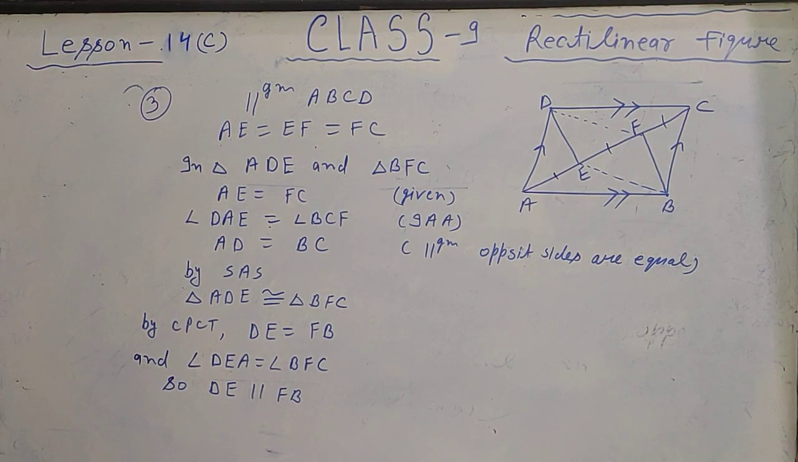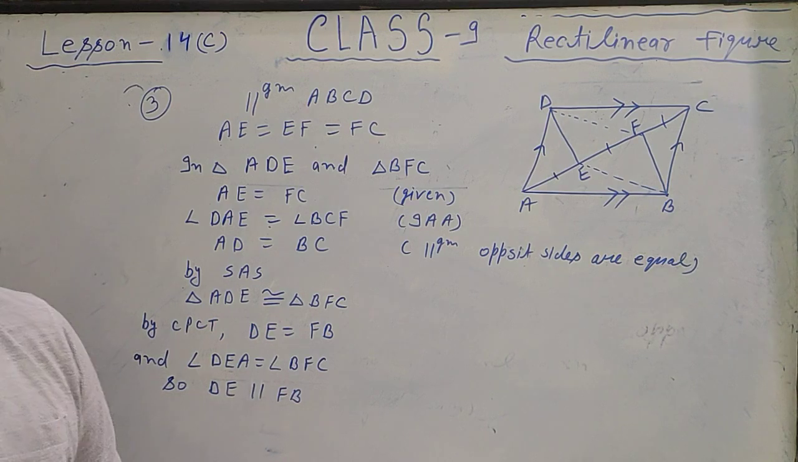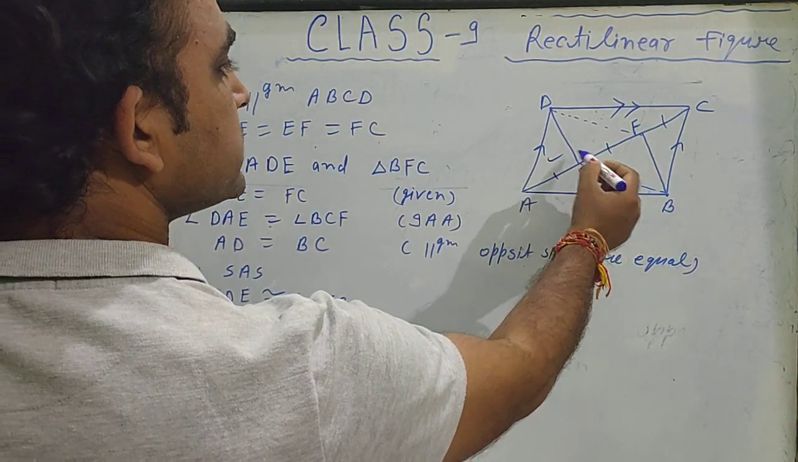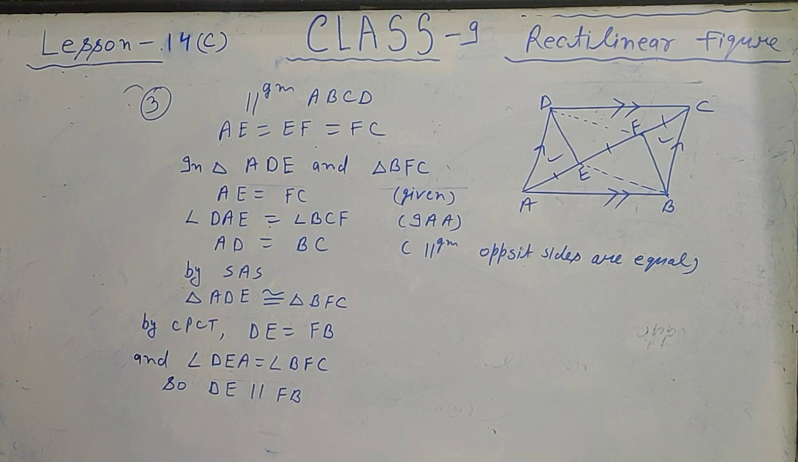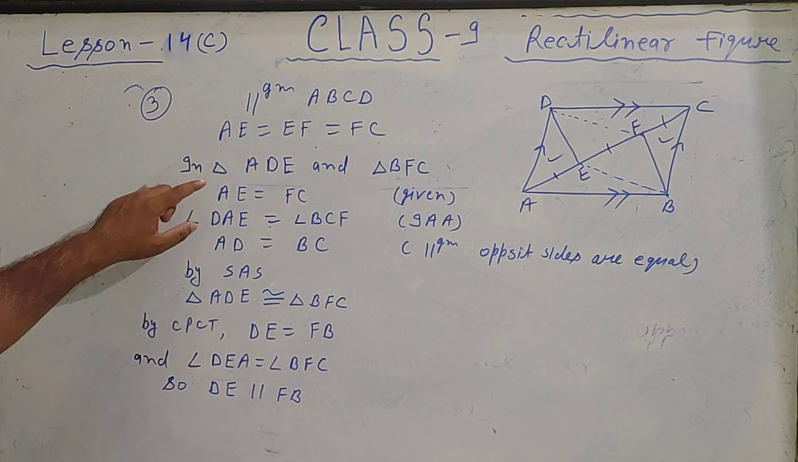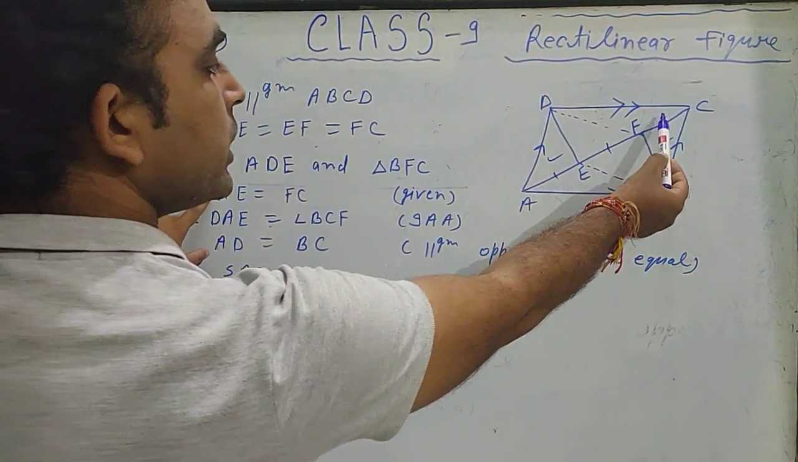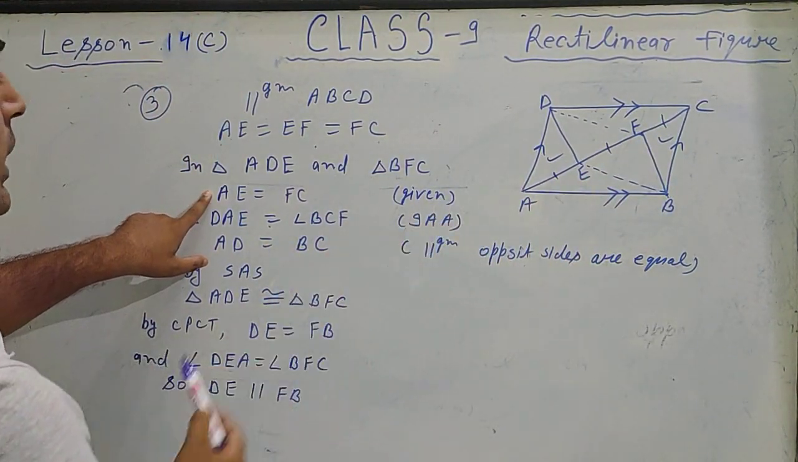Now in the previous chapter you studied the congruency of triangles. So we take two triangles, triangle ADE and triangle BFC. We prove whether both are congruent or not. The first step is AE is equal to FC. It is given in the question. So we write the reason in the bracket.